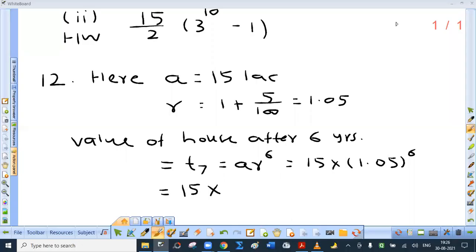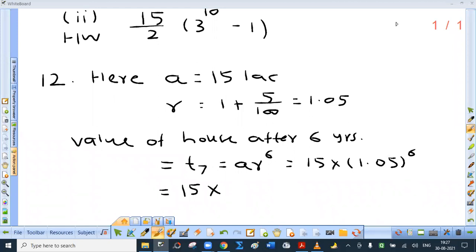Sum number 12. The value of a house appreciates 5% per year. How much is the house worth after 6 years if the current worth is rupees 15 lakh? Oh, values are given. I'm sorry. You need not use log tables. They have given 1.05 raised to 5, and we are given 1.05 raised to 6 also. Good. Otherwise, if this is not given, use of log tables is allowed in the board exam, but not allowed in CET and JEE Mains.